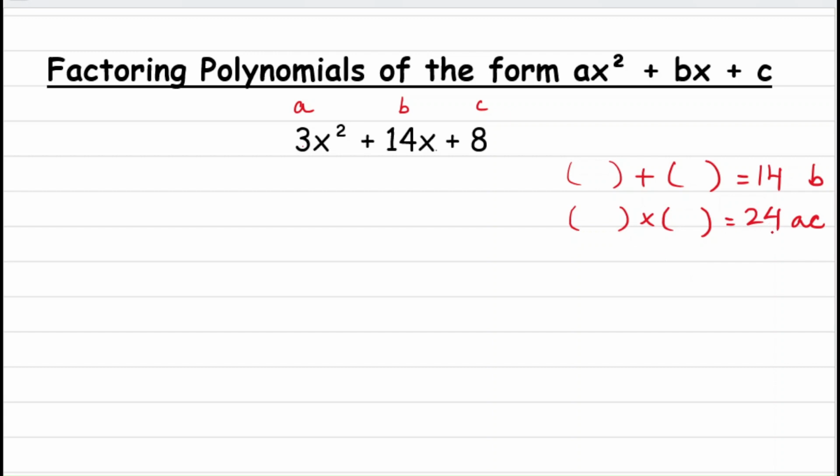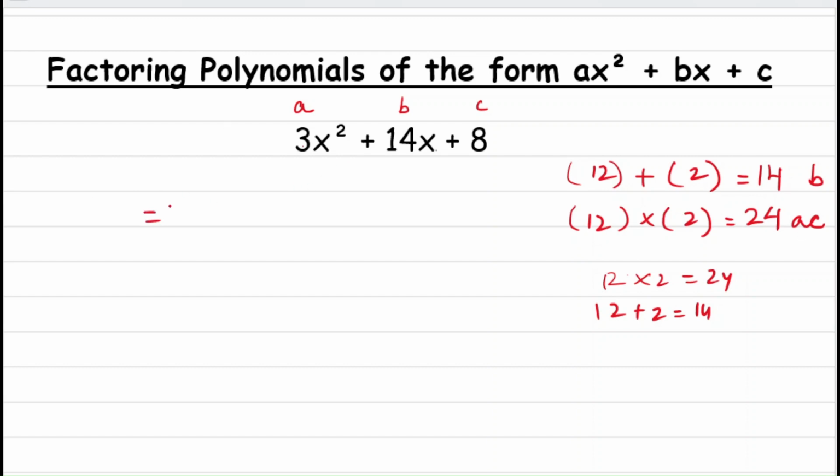24 is 12 times 2, and 12 plus 2 is 14. All right, we got it. So it's 12 and 2. 12 plus 2 is 14, and 12 times 2 is 24.